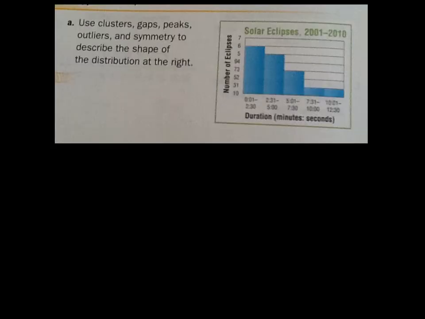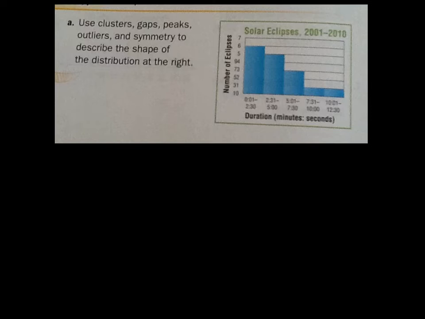Make sure you put this example in there and are able to describe what that data is telling you in your vocabulary section of your notebook. This example can be found on page 892, letter A. It wants us to use clusters, gaps, peaks, outliers, and symmetry to describe the shape of the graph at the right. Make sure you look at your vocabulary words to know what each of these words is actually asking.